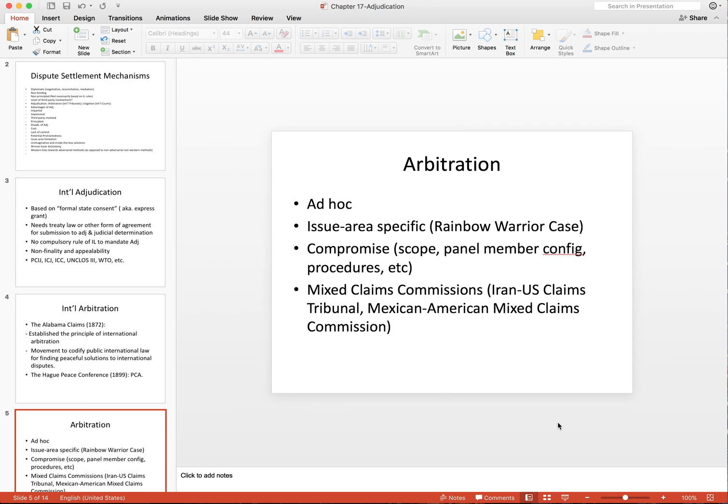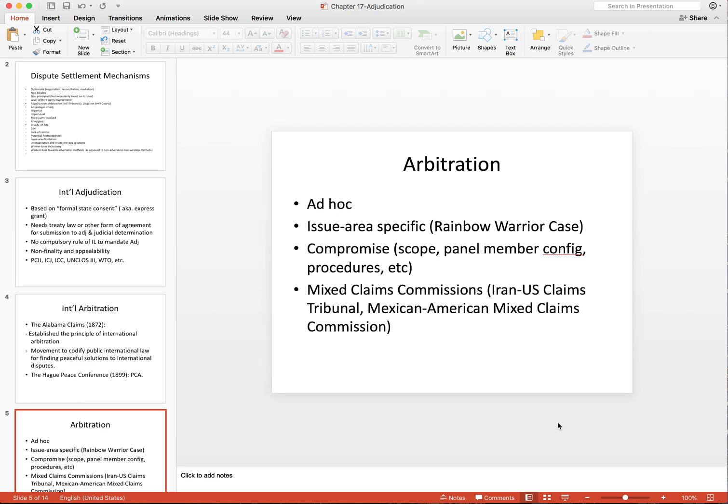You also have one of the more well-known arbitration mechanisms, the so-called mixed claims commissions. Some of the more well-known examples of mixed claims commissions are the Iran-U.S. Claims Tribunal, the Mexican-American Mixed Claims Commission.